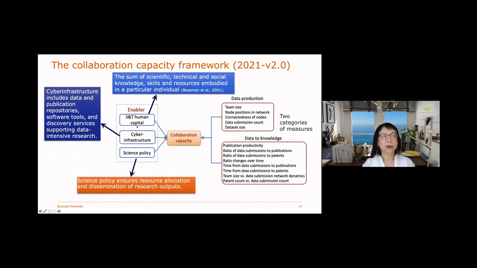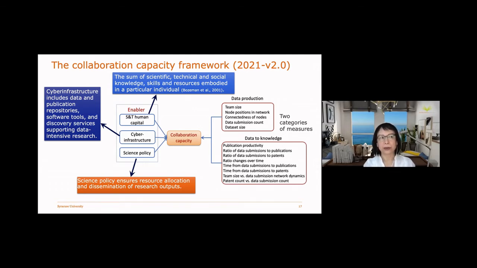For the enablers, we divide them into three categories. One is the SciTech human capital, which means the sum of scientific, technical, and social knowledge, skills, and resources embodied in a particular individual. The cyber infrastructure includes data and publication repositories, software tools, and the discovery services supporting data-intensive research. And the science policy basically ensures resource allocation and the dissemination of research outputs.